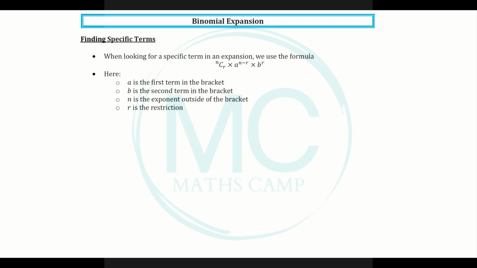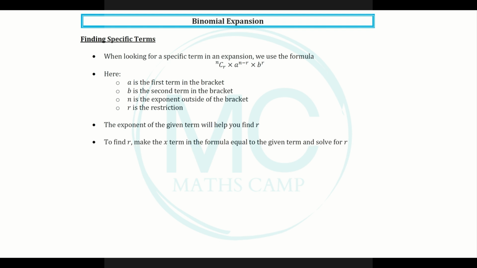Here, a is the first term, b is the second term, n is the exponent outside of the bracket, and r is the restriction. You can easily find a, b, and n from the given binomial, but r you will need to find. Remember that the exponent of the given term will help you find r. To find r, make the x term in the formula equal to the given term and solve for r. So let's look at an example.